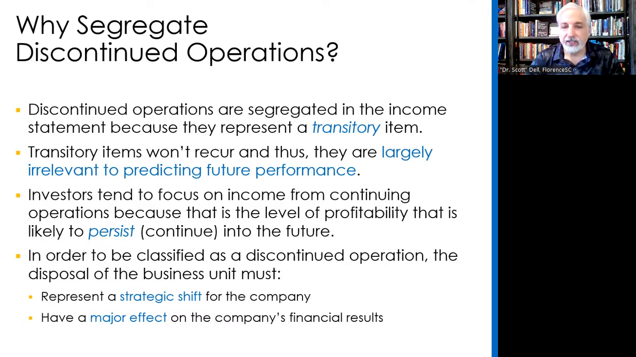And to be classified as a discontinued operation, it has to be a strategic shift for the company, and have a major effect on the financials. Materiality still kicks in. If we just sold off a building, that doesn't really affect. If we sold off a division that doesn't make much money, and we're a multi-billion-dollar company and we got a couple hundred thousand or $1 million, not a big deal.